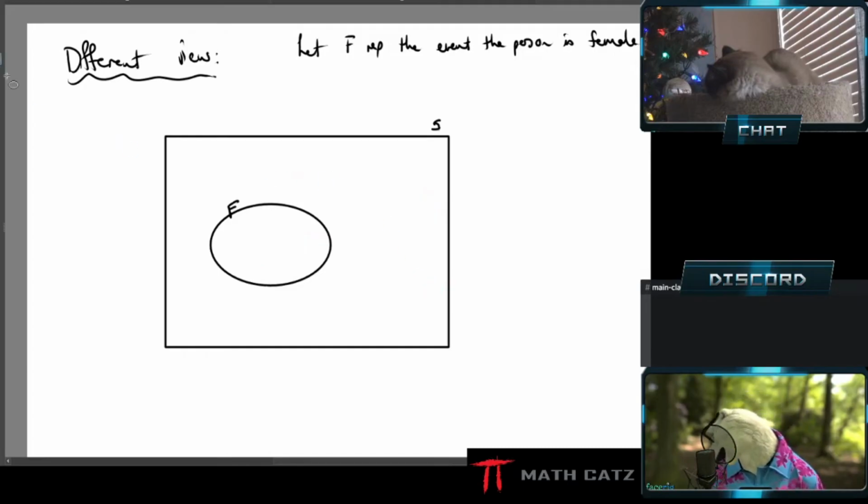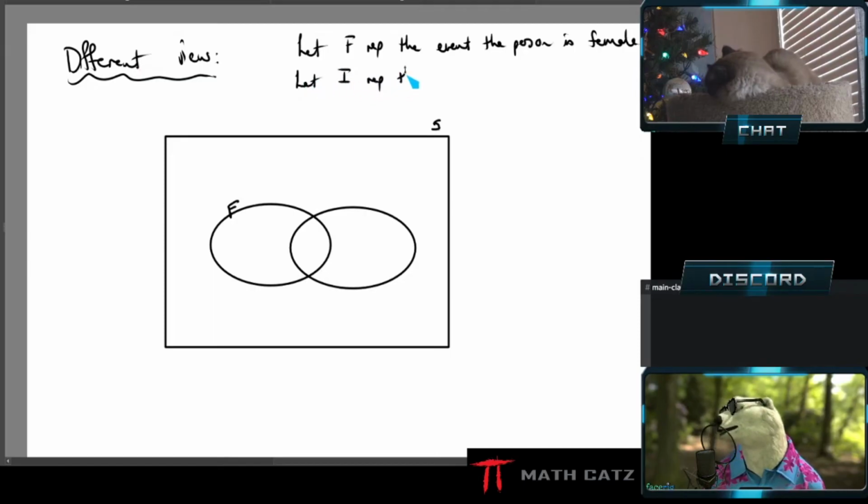Then I do need another circle for the other property. Let's go with I for in province. We've already really defined this. I represents the event that the person is in province. So I'll call that I. I'll put it on top of it. And again, I don't need one for out of province, because the outside of the circle is the area that contains the out-of-province people.